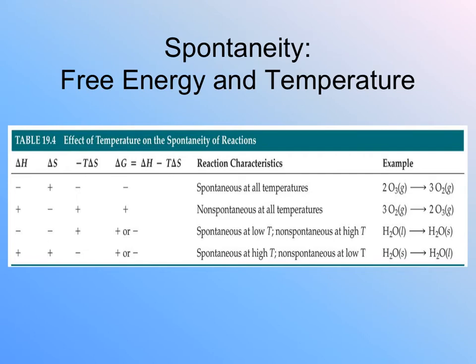You also could memorize this table here that would tell you when they are spontaneous, and it's basically the same thing that we just did. So delta H is negative, delta S is positive. That makes the T delta S term negative, making delta G negative, and that would be spontaneous at all temperatures. The reverse is never. And again, if both delta H and delta S have the same sign, it may be spontaneous depending upon the temperature.